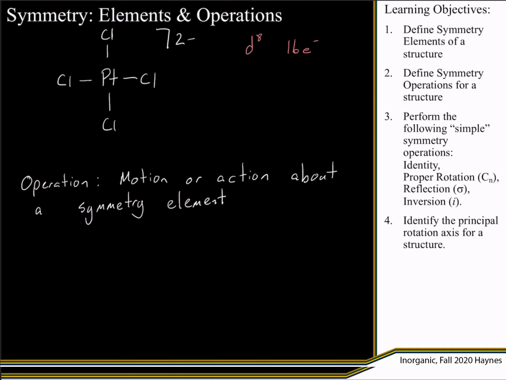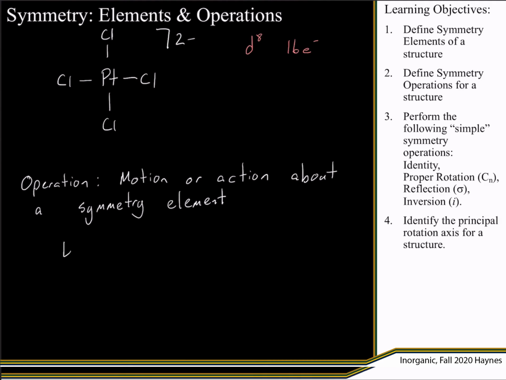Right? So this is where we do something or we manipulate our structure about one of those different symmetry elements. So we move it or we manipulate it about a point, like the origin, or we move it about an axis, like a rotation, or we can even reflect it, like through a plane, right? So we have operations and we have elements. So let's connect those here.